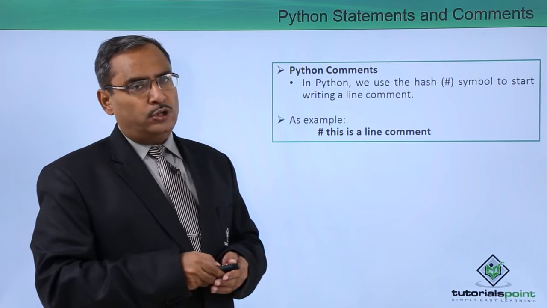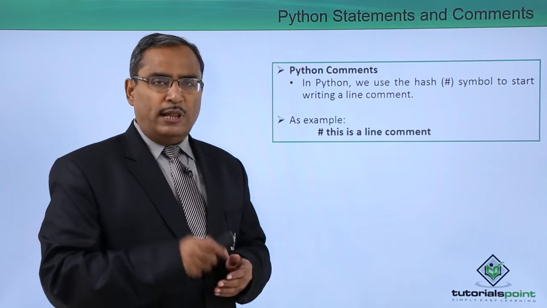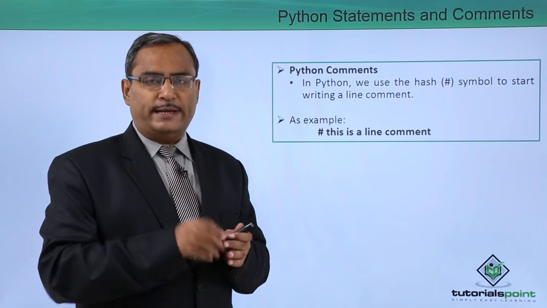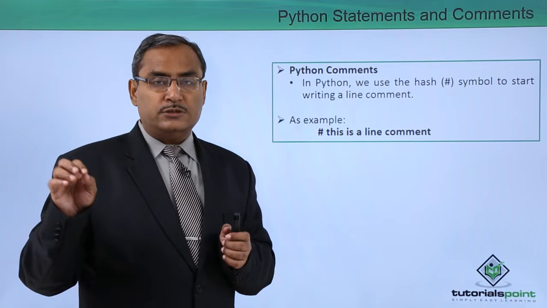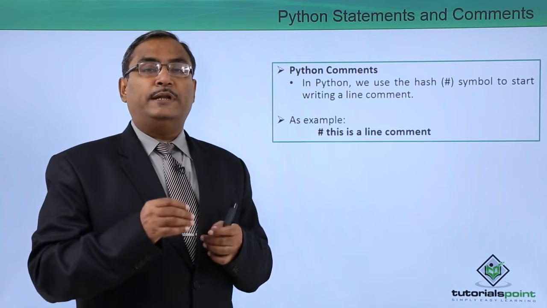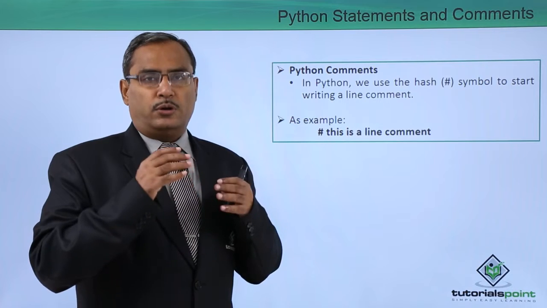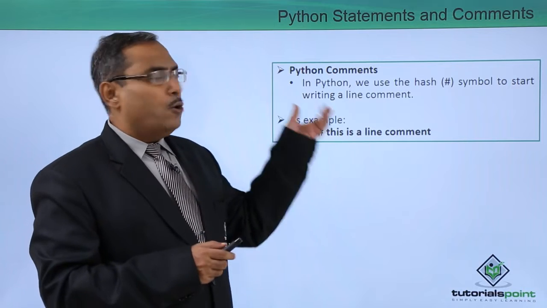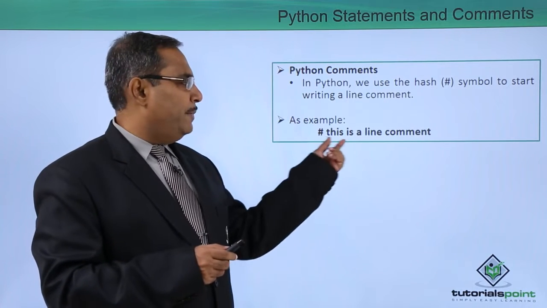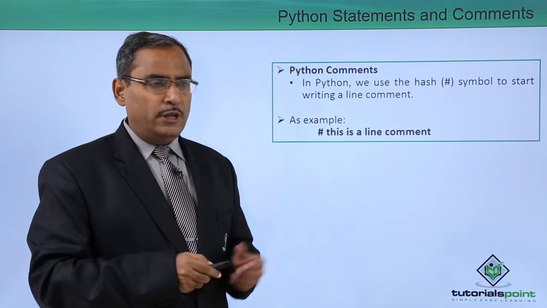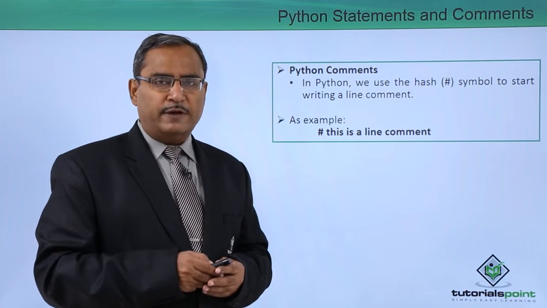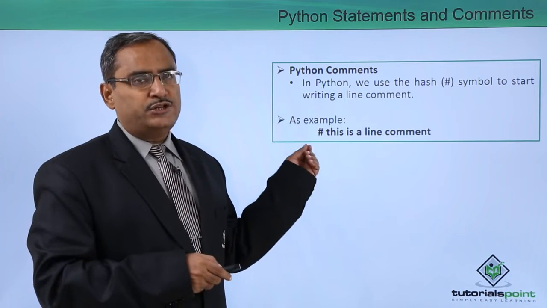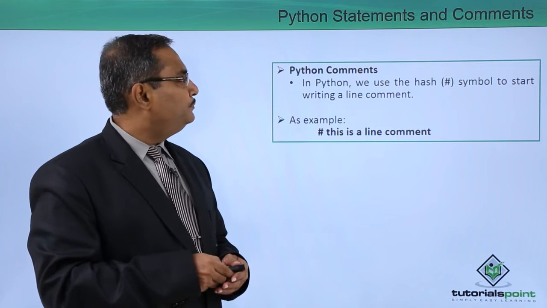Next, we have Python comments. In Python, you use the hash symbol to start writing a line comment. Whenever we write a comment line, it is very important, because it depicts the purpose of the program or the purpose of a block of code. Insertion of comments in our programming is a good programmer's practice. To write a single line comment in Python, the comment line must be preceded by the hash symbol. Different languages have different syntaxes for single line comments, but in Python it is preceded by the hash symbol.